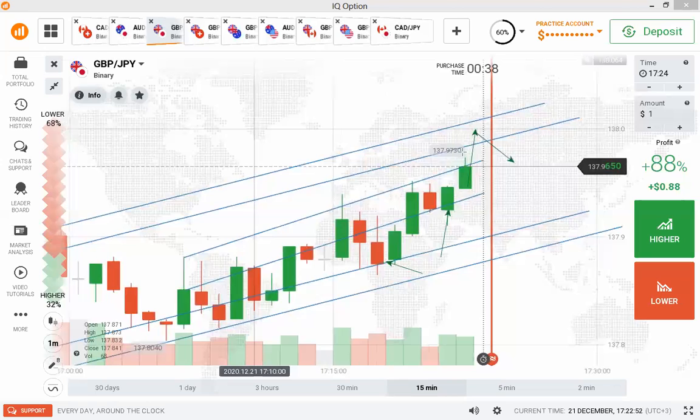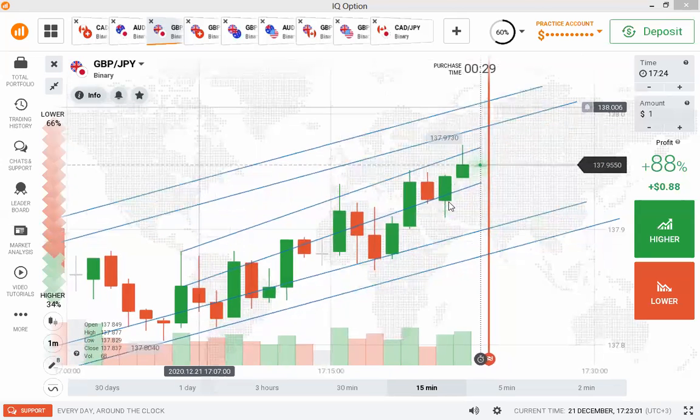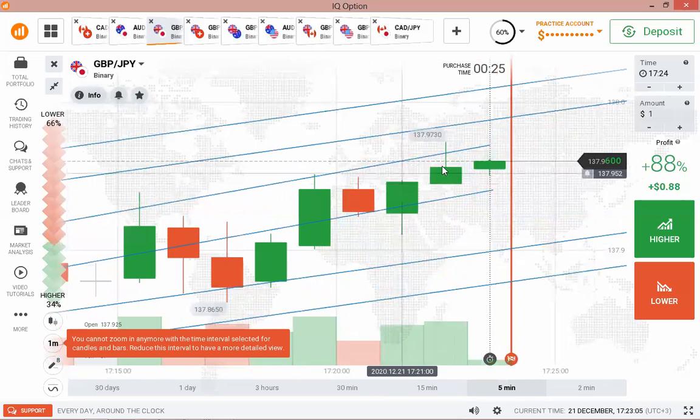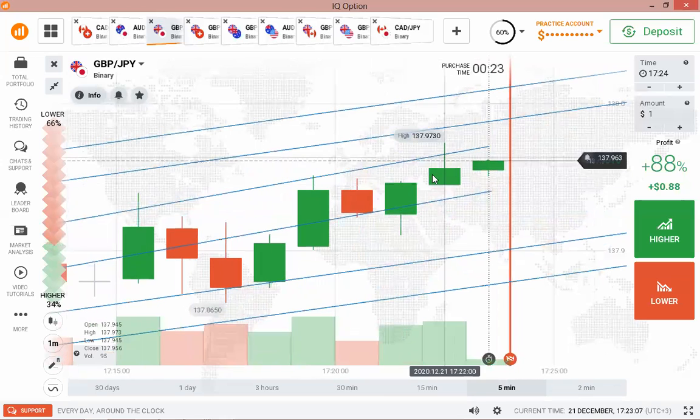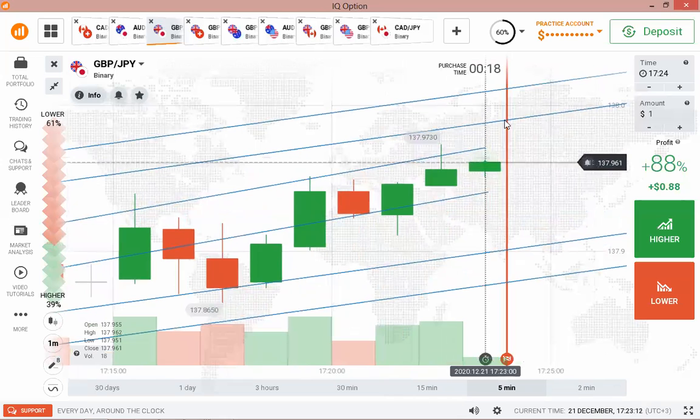But take note of the opening price and closing price of each candle. Watch out for the opening price and closing price of candles. Remember, this candle closed inside this area but did not reverse. Again, this candle closed inside this area. What do you think is going to happen here? It's not going to reverse. It's heading toward this level.